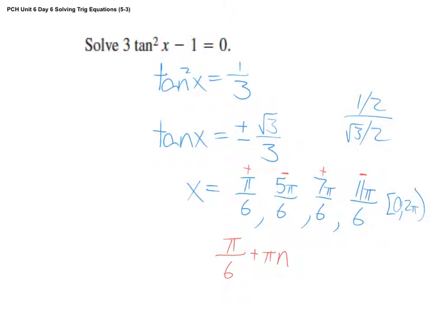When n was 1, I'd get the 7 pi over 6. 2 pi would get a coterminal angle. 3 pi would get a coterminal to the 7 pi over 6. So you see I can actually get both of these in the same general solution. And then I can actually do the same thing with the 5 pi over 6 and 11 pi over 6. Those are exactly pi units apart. So I could do 5 pi over 6 plus pi times n. And that'll cover all of those.